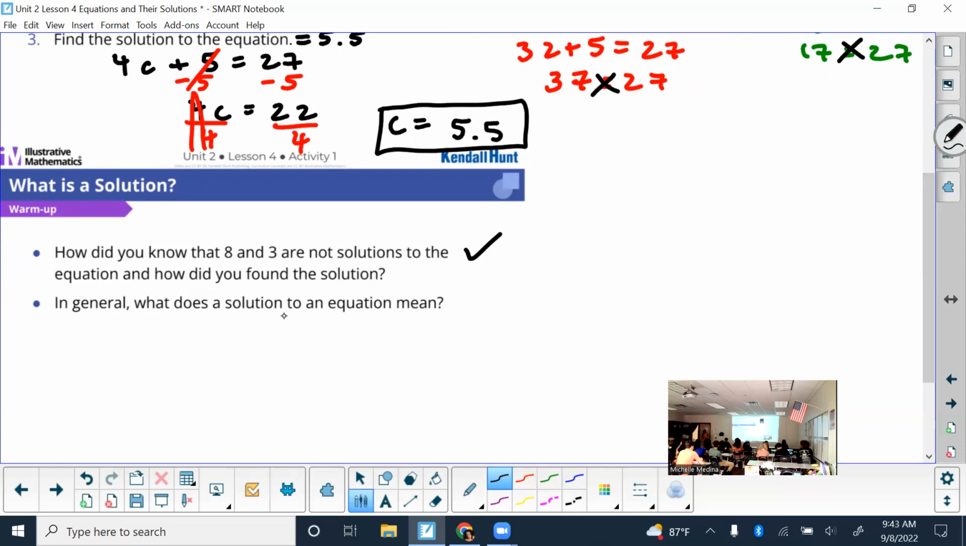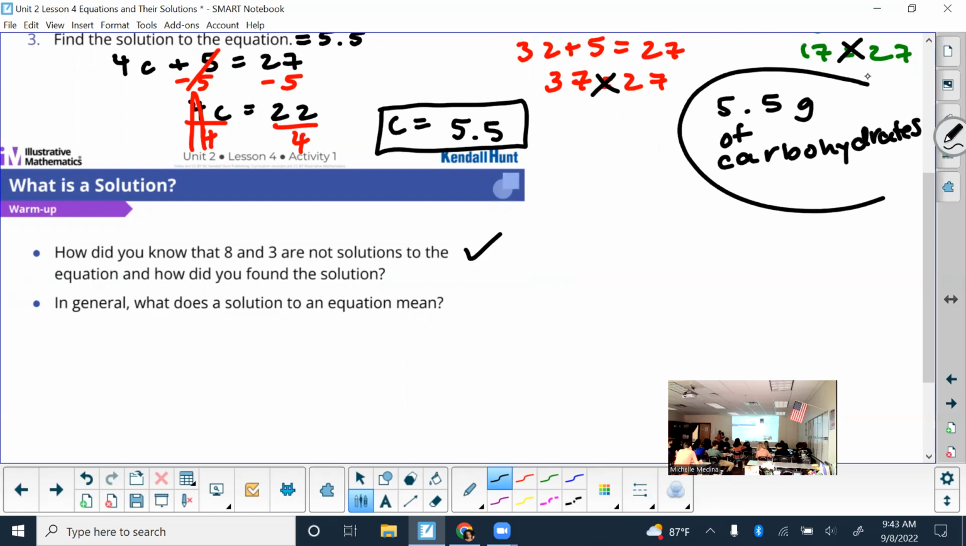So in our problem, the 5.5 represents the grams of carbohydrates, right? So write that somewhere, 5.5 grams of carbohydrates. You guys know what carbohydrates are? Carbs. So like bread, pasta, sugar are carbohydrates. So they're talking about food.